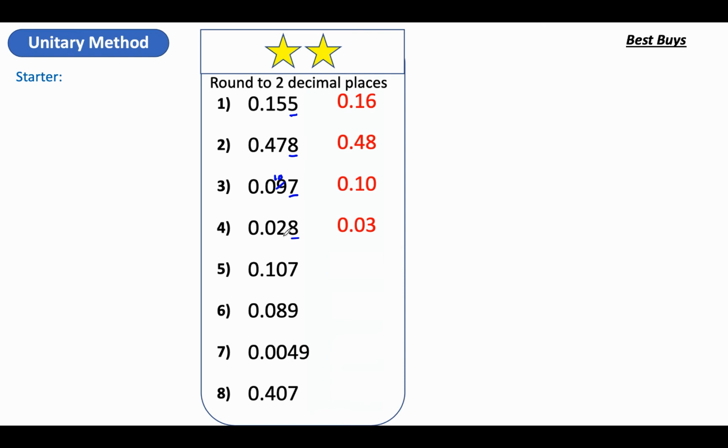Okay, the 8 means my 2 needs to round up to a 3. The 7 means my 0 rounds up to a 1. And my 9 means the 8 rounds up to a 9 as well.